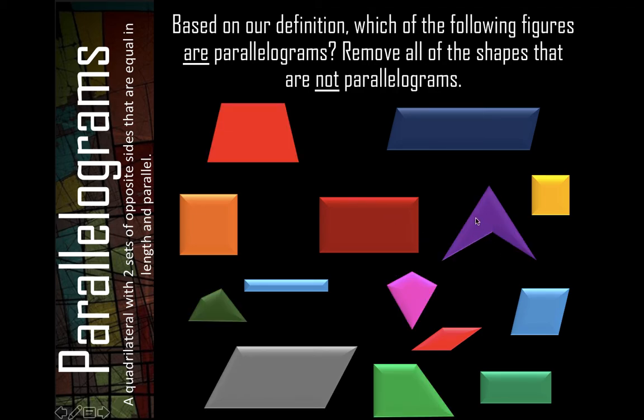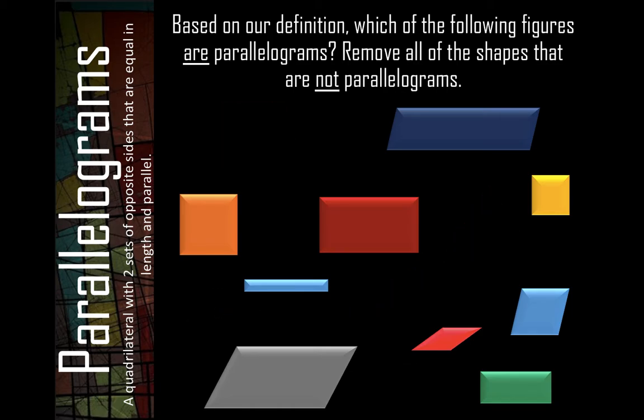Same thing over here. If we were to draw these sides out, we would be able to see that the opposite sides are going to cross eventually. Or with our kite, our green shape right here, we are able to see that the remaining shapes are going to be our parallelograms. They have two sets of parallel sides, and they are never going to intersect, and they have equal lengths.